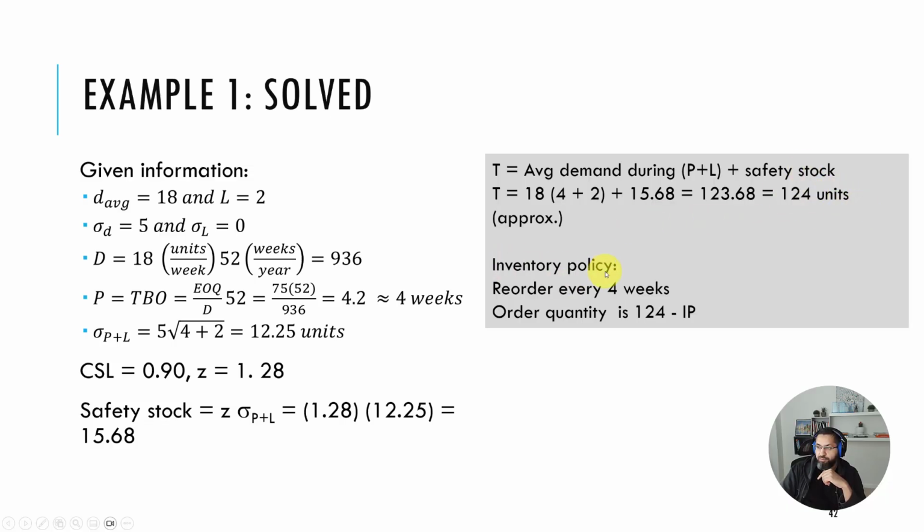So my inventory policy is reorder every 4.2 weeks, but I'm rounding it to 4. I'm taking that liberty, but you would only do that if the question asks you. Reorder every 4 or 4.2 weeks. Reorder quantity will be T minus IP, or 124 minus IP. IP will be whatever the inventory position is at the time when I check the inventory to reorder.